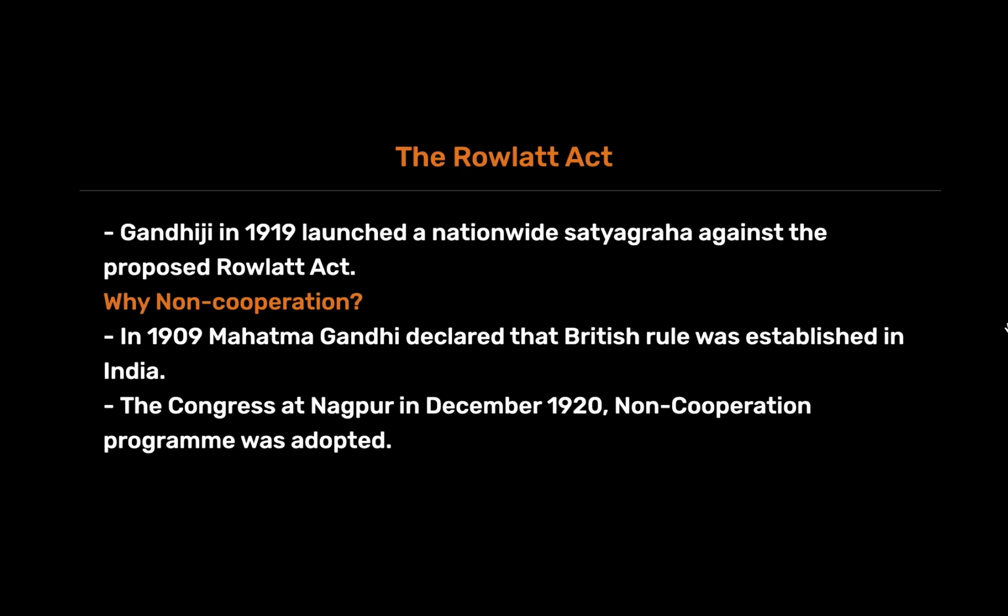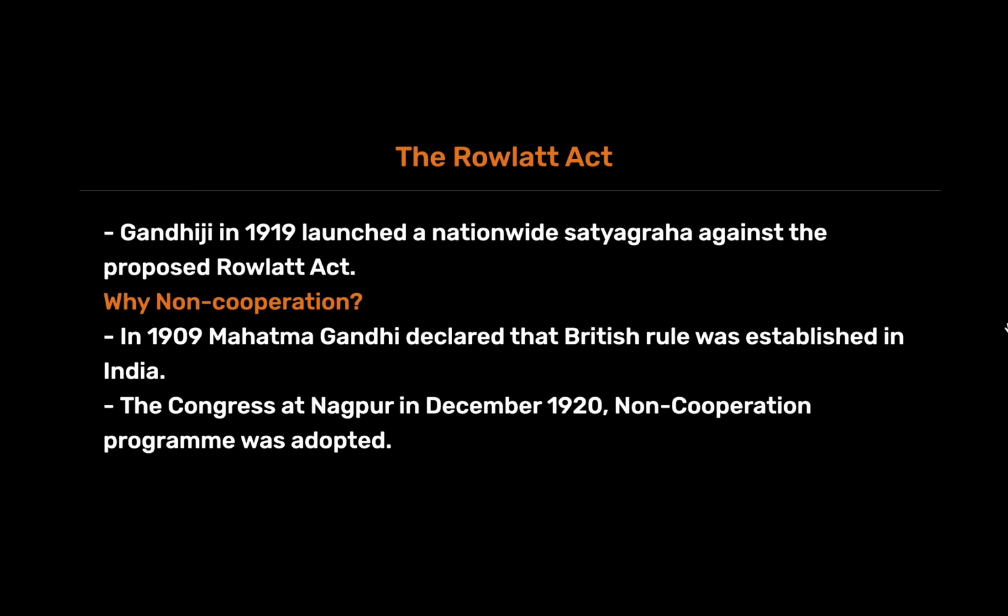The Rowlatt Act. Gandhiji in 1919 decided to launch a nationwide satyagraha against the proposed Rowlatt Act. This act had been hurriedly passed through the Imperial Legislative Council despite the united opposition of the Indian members.